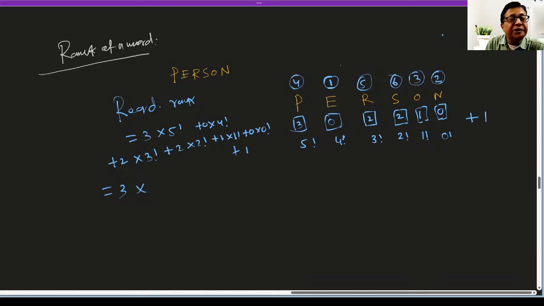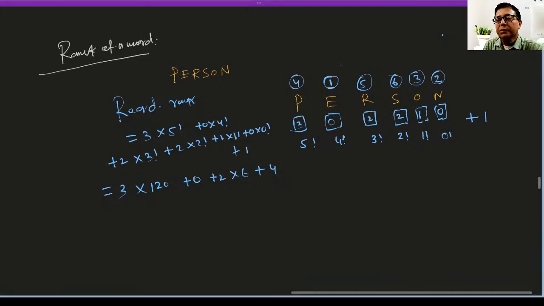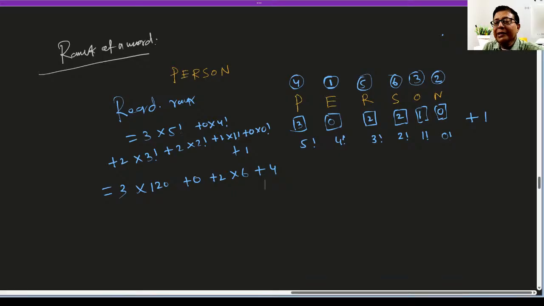So this will be 3 into factorial 5, you know, 120, 0, 2 into factorial 3, 6, 4. So the number of letters whose rank is below should be 1 because only E is there for O. For N, no letter is there. Why? Because on the right side, there is no letter, no? You will always see the right hand side of it, okay, not from the left.